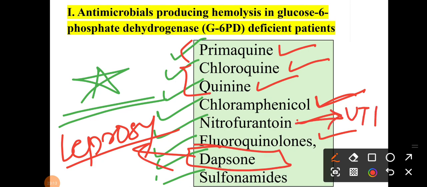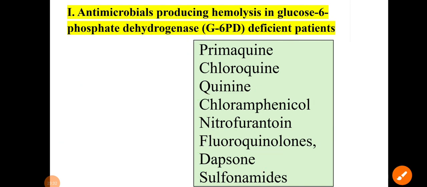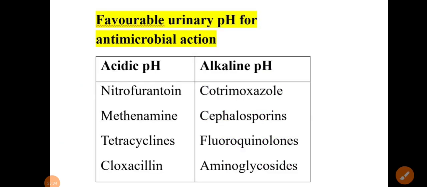Fluoroquinolones are again a major group, the inhibitors of DNA gyrase. Please remember these drugs, because they produce hemolysis in glucose 6-phosphate dehydrogenase deficient patients. Here is one important table: the favorable urinary pH for antimicrobial action.